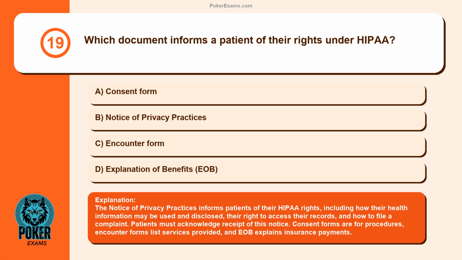The notice of privacy practices informs patients of their HIPAA rights, including how their health information may be used and disclosed, their right to access their records, and how to file a complaint. Patients must acknowledge receipt of this notice. Consent forms are for procedures. Encounter forms list services provided, and EOB explains insurance payments.